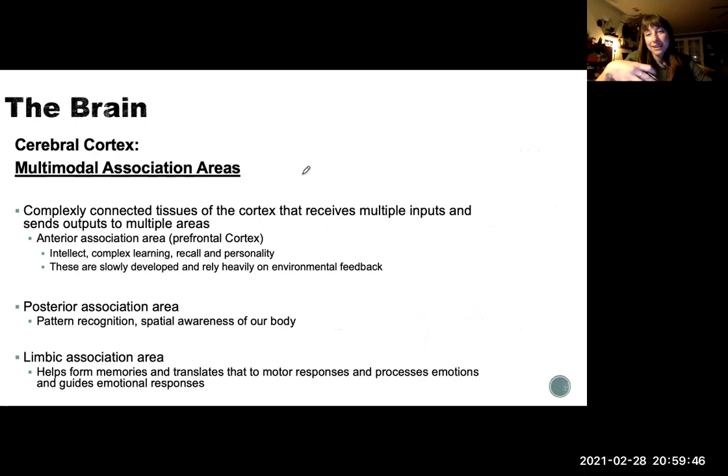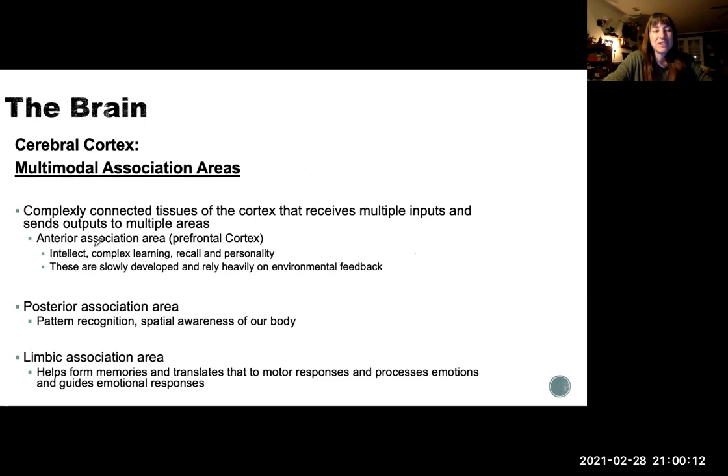All right, so again, this was all very simplistic. You have your motor areas, your sensory areas, but you also have what we call multimodal association areas. And these guys are much more complex. So they are connected throughout the center of the cerebrum, connecting different parts of the cerebral cortex. They receive multiple inputs and send multiple outputs to multiple areas of the brain. So extremely complex how this works.